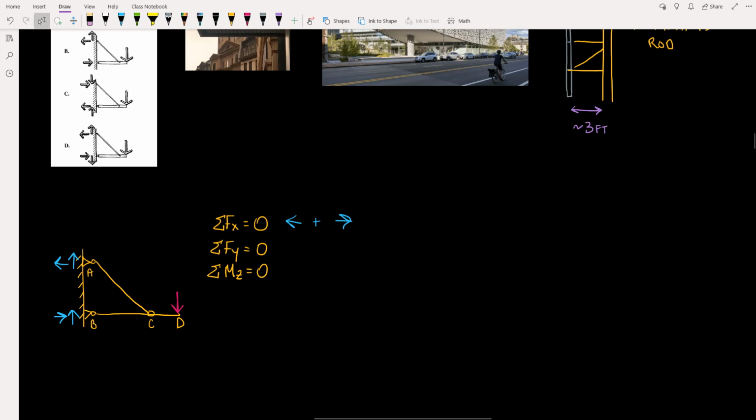In other words, I have some positive force at joint B, and I have some negative force at joint A. And that's going to be equal to 0. And so in other words, these are going to be equal and opposite forces.